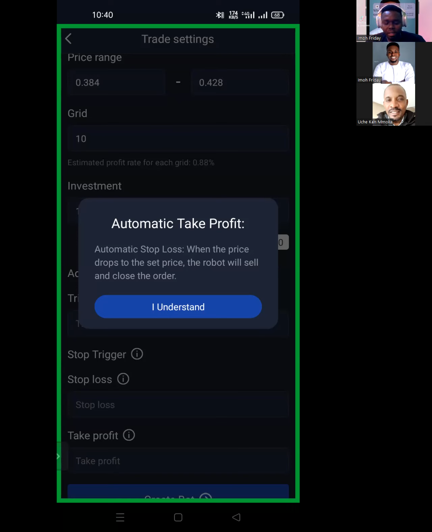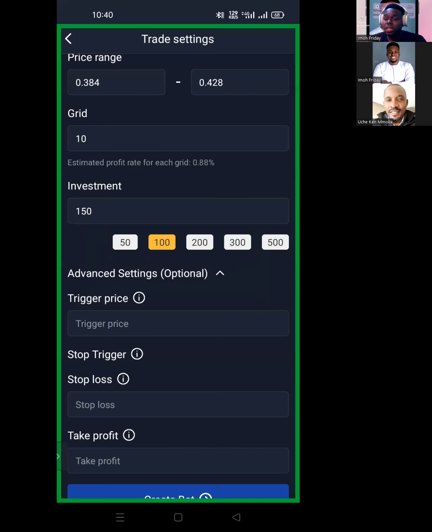So I say automatically when the price drops to the set price, the robot will sell and close the trade with a minimal loss for you, so that you are not on floating loss. Because that is what most RoyalQ members cry about, that floating loss for 1 month, 2 months. So you can always take small losses and you're out of that trade. Then you reposition yourself to enter another trade.